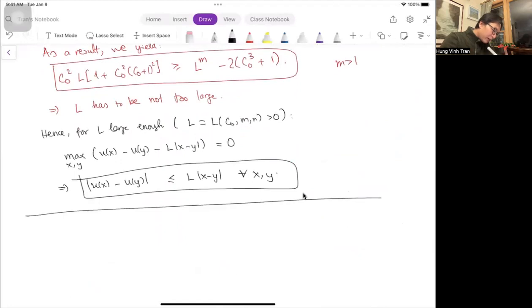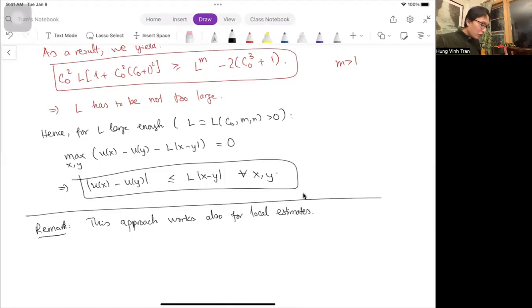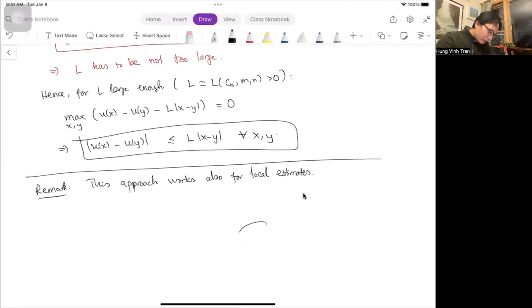So let me give the final remark, which is that this approach works also for local estimates. We actually don't need to assume any periodicity or stuff like that. The argument is pretty much local. You just need to work on, let's say, x and y in the ball of radius 1, for example.